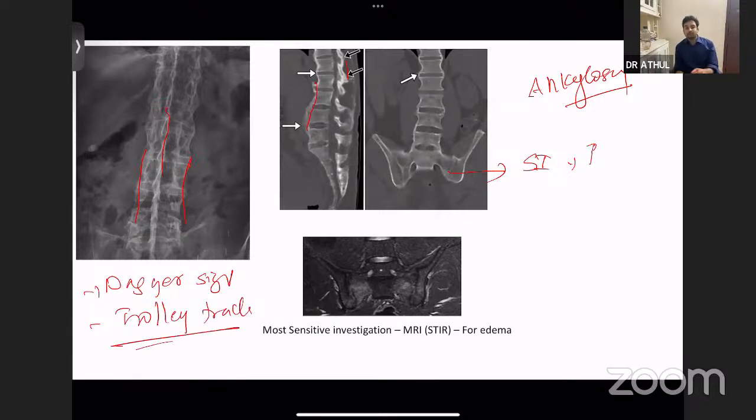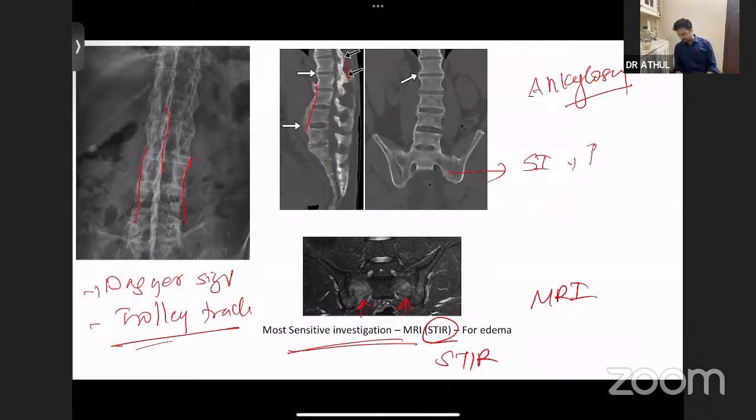If they ask you which is the first investigation to pick up ankylosing spondylitis, then the answer is MRI. MRI will pick up the edema of the sacroiliac joint, and the sequence used is STIR. If you use a STIR sequence, you will easily pick up sacroiliitis. So the first investigation to pick up sacroiliitis or ankylosing spondylitis is MRI with STIR sequences. Just remember the name of the sequences, it may help you in your exams.